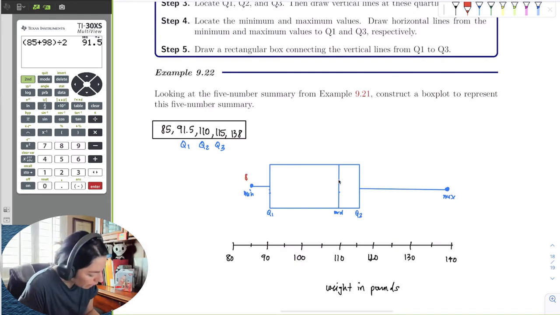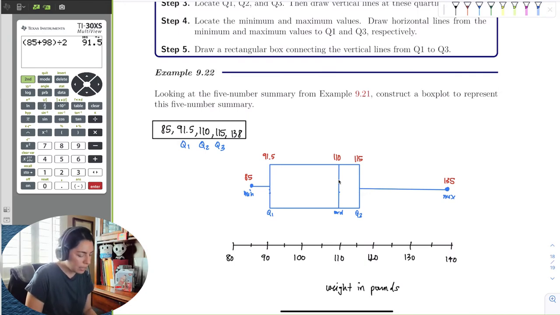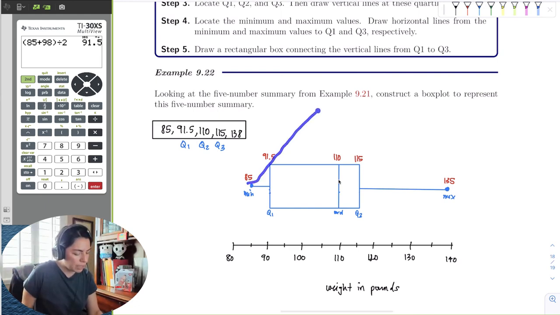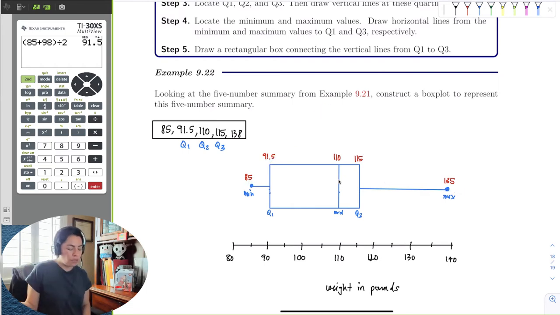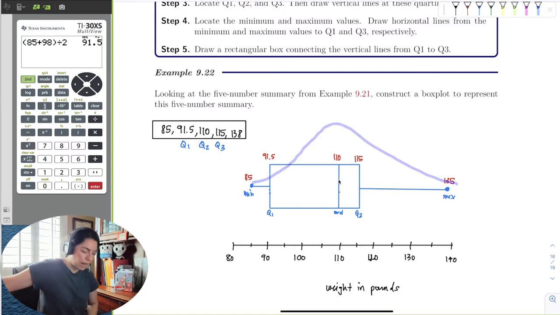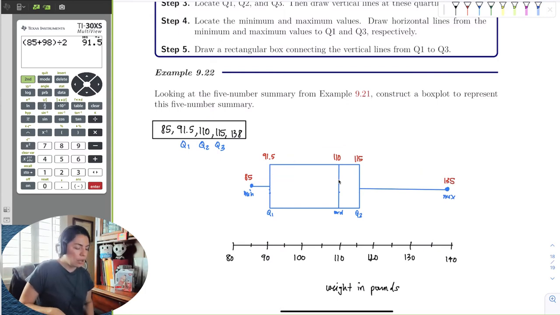So this one's going to be 85, 91.5, 110, 115, and then 138. So I can see that right here, my data is peaking here and then tailing out, right? See how it goes up and it's going to tail out to the max. And we know that the median is where it's going to peak, and tail out. So when it does that, it's skewed a little to the right, because it tails off to the right.